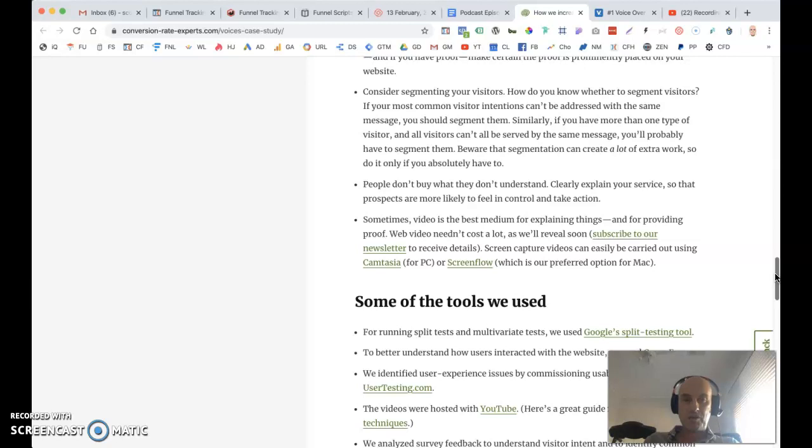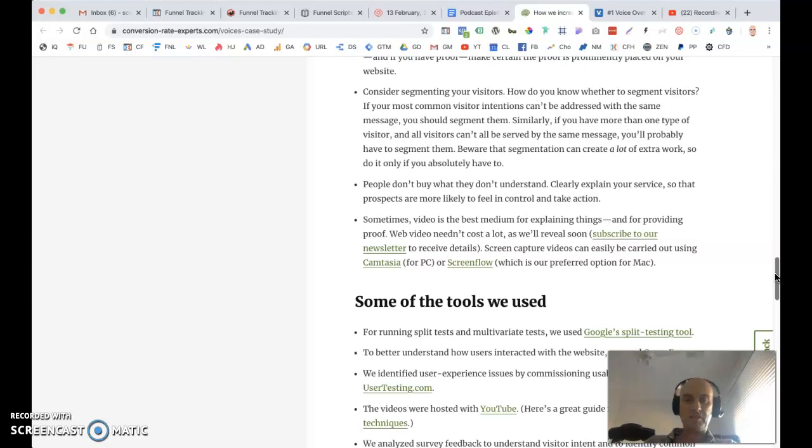Then another point they've got here is people don't buy what they don't understand. That's why it's important to clearly explain your service so that prospects are more likely to feel in control and take action. If people don't know what to do or what you're actually selling, then a confused mind usually says no. So that's fairly obvious. Sometimes video is the best medium for explaining things and for providing proof.